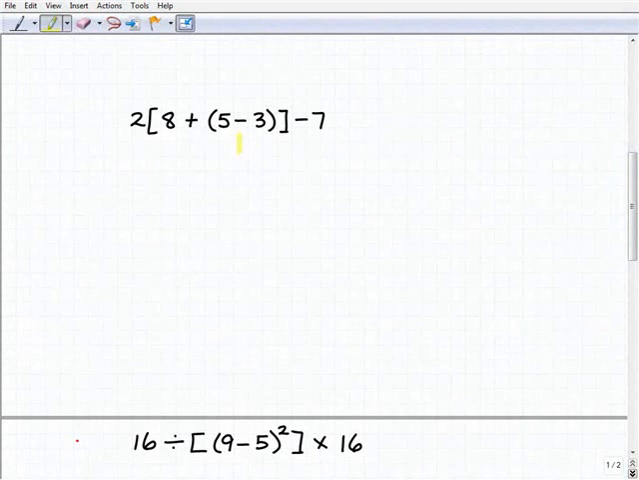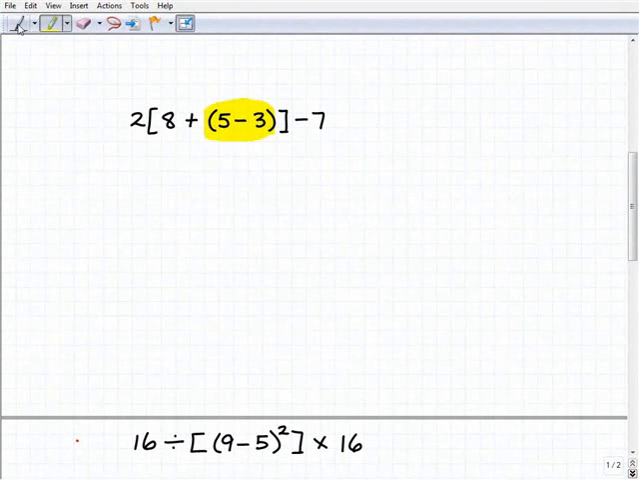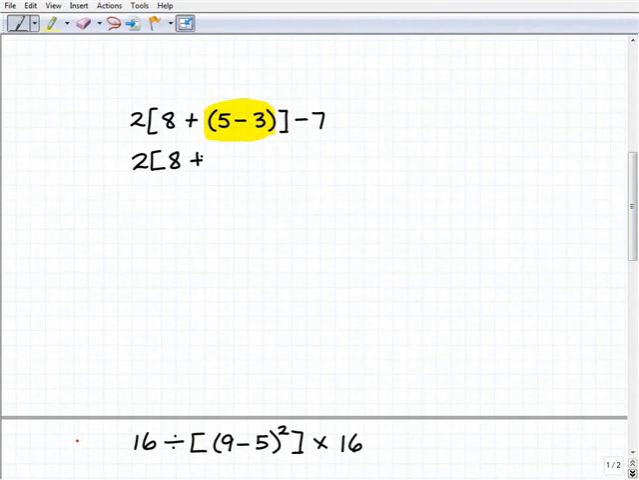So we have two sets of parentheses or two sets of grouping symbols. You always do the innermost first. So I'm focusing right there. So I'm going to rewrite the problem. This is the way you should show your work. You really should try to model how I'm doing this. So I have 2 bracket 8 plus. Now 5 minus 3 is of course 2. End bracket there minus 7.